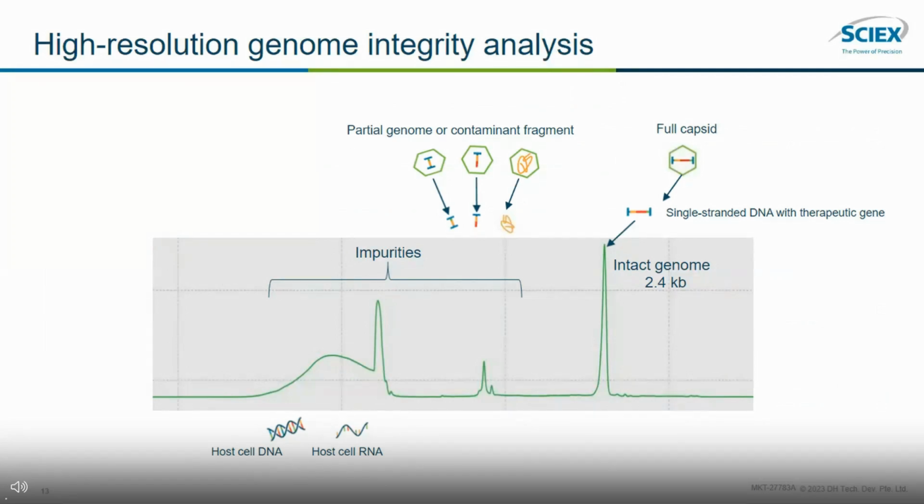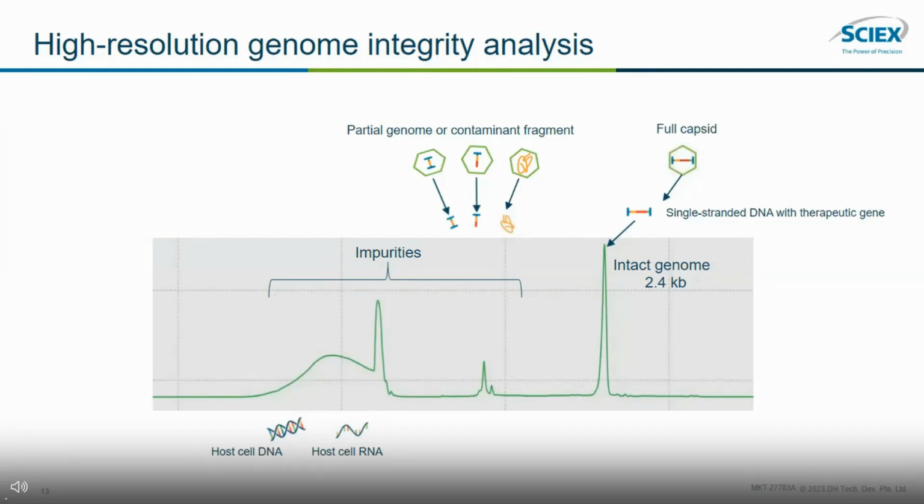Here's an example of using capillary electrophoresis with LIF in combination with the BioPhase RNA 9000 chemistry kit. In this AAV sample, we can see that the intact genome from a full capsid with a 2.4 kilobase size appears as a sharp peak on the right side and is well separated from the potential partial genome, contaminant fragments, small size host cell RNA, and host cell DNA impurities.